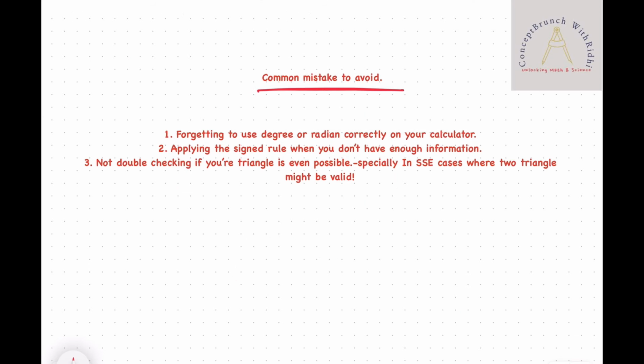Common mistakes to avoid. Before we wrap up, let's talk about a few common mistakes. First, forgetting to use degrees or radians correctly on your calculator. Second, applying the sine rule when you don't have enough information. Third, not double checking if your triangle is even possible, especially in the SSA case where two triangles might be valid. So be careful.